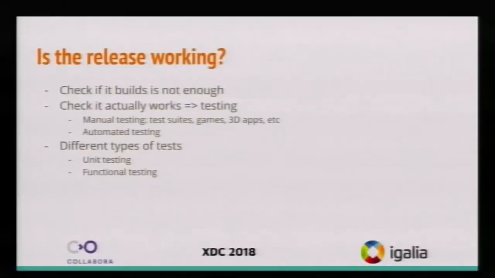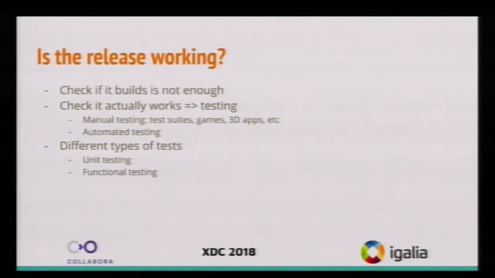So we need to do testing, and in this case, the official process right now is basically manual testing. Before doing the release, now that everything is buildable, we run different test suites, games, or 3D applications. But of course, it's not scalable. So we need some kind of automated testing.